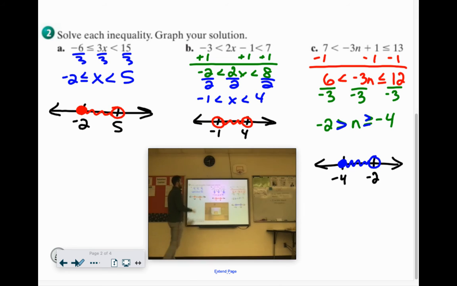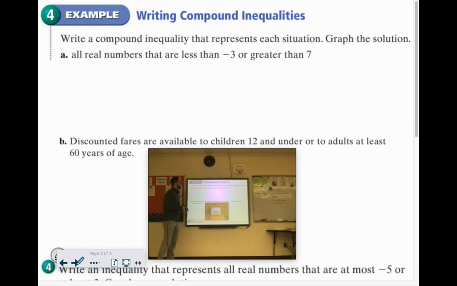Now we're going to try some OR problems. Write a compound inequality that represents each situation and graph the solutions. All real numbers that are less than -3 or greater than 7. Now there's no overlap there. You can't have a number that's less than -3 and also greater than 7. That's not possible. So even if it didn't say the word or, we know that this is an or problem because they don't have anything in common.